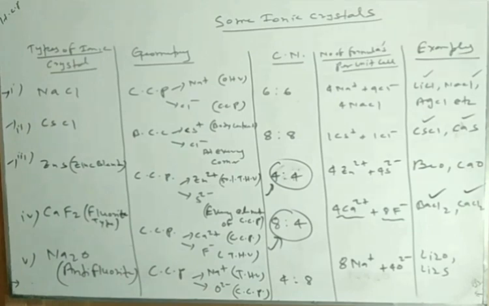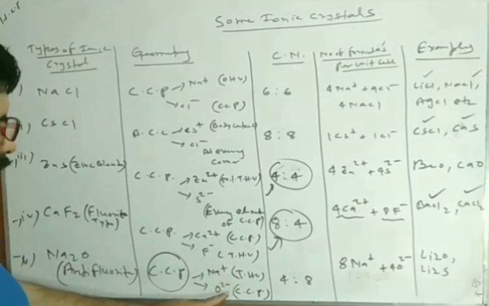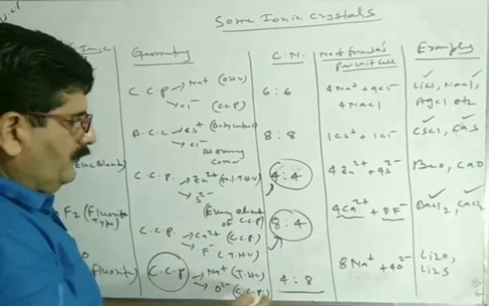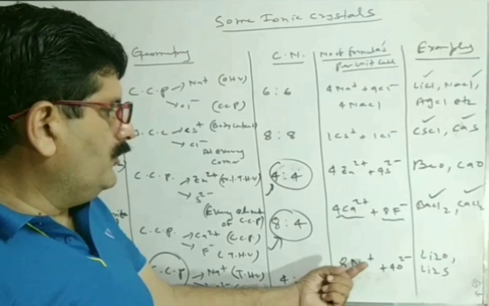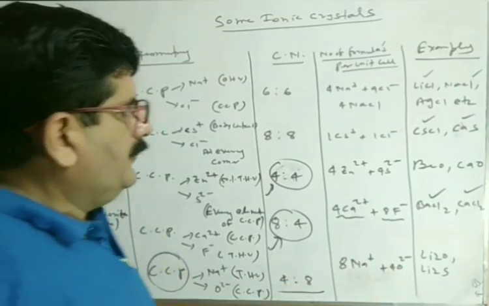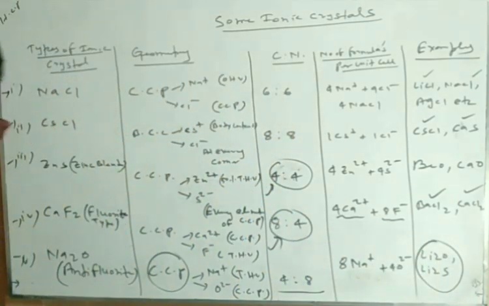Next one, sodium oxide, that is anti-fluorite structure. CCP, cubic close pack, sodium in tetrahedral void, oxygen 2 minus, cubic close pack, coordination number ratio 4:8, and in addition 8 moles of Na plus and 4 moles of O2 minus. Examples of lithium oxide and lithium sulfide.